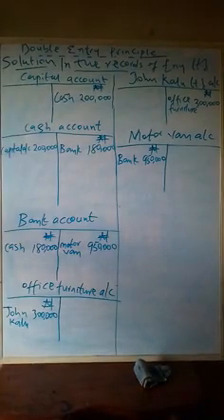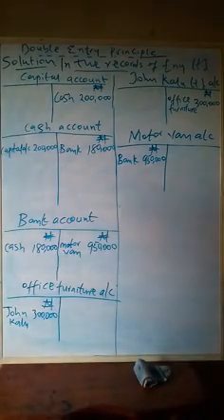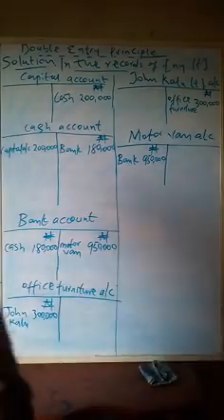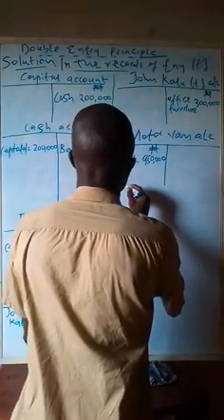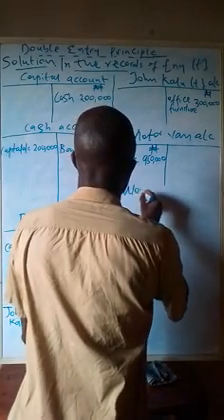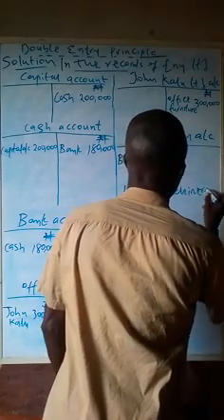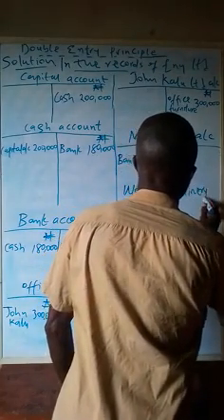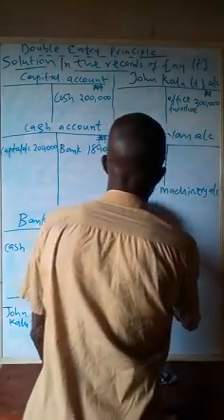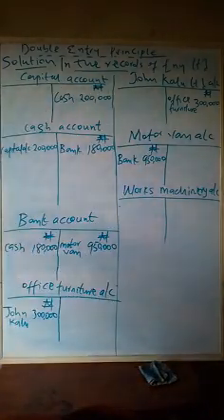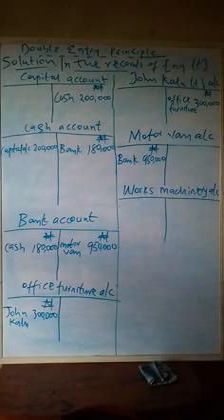Then next, on the 12th, bought works machinery from Wale and Sons. That is the works machinery account. What do you do here?